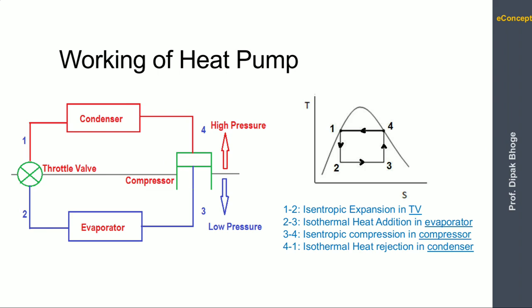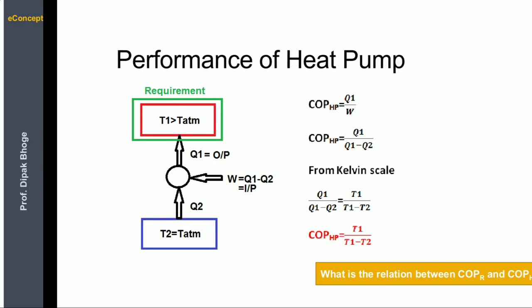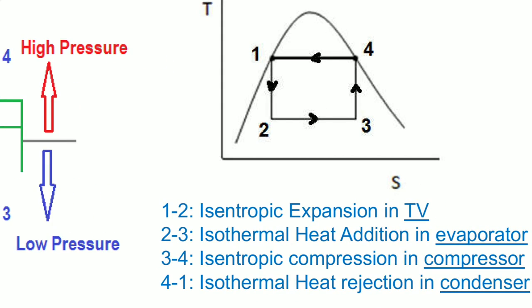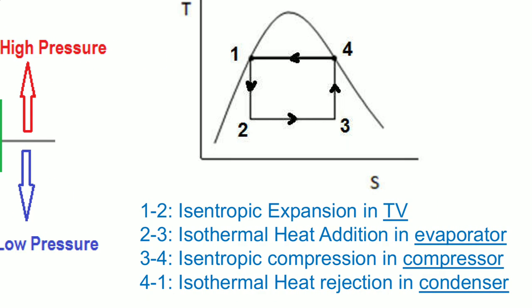Now how does the heat pump work? Heat pump works on the reverse Carnot cycle, similar to the refrigerator. Now if you see the processes of the heat pump, these are the four processes. 1 to 2 is the isentropic expansion in a throttle valve. 2 to 3 is the isothermal heat addition in the evaporator. 3 to 4 is the isentropic compression in the compressor, and 4 to 1 is the isothermal heat rejection in the condenser.